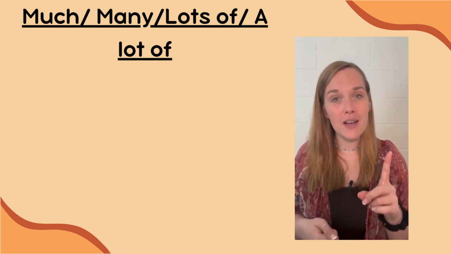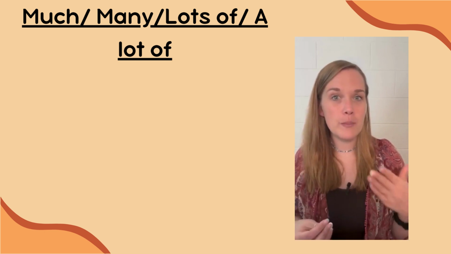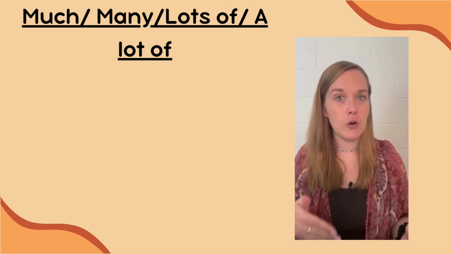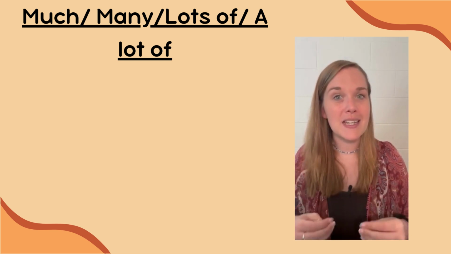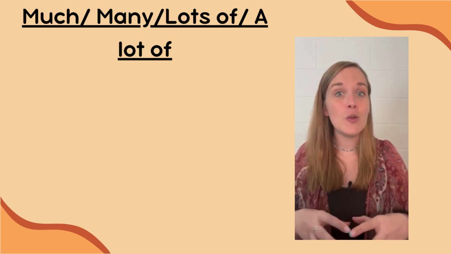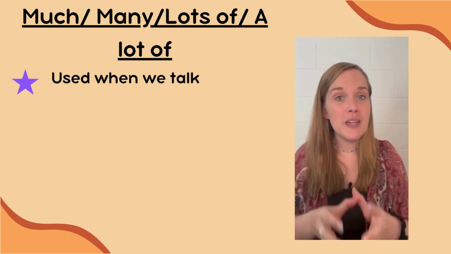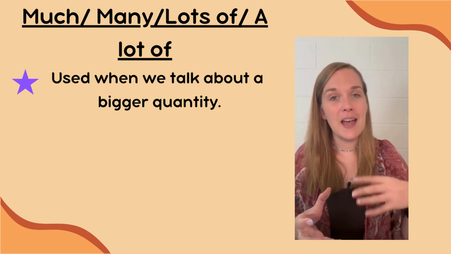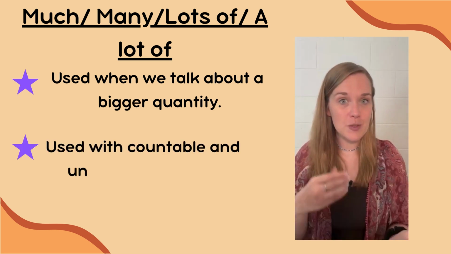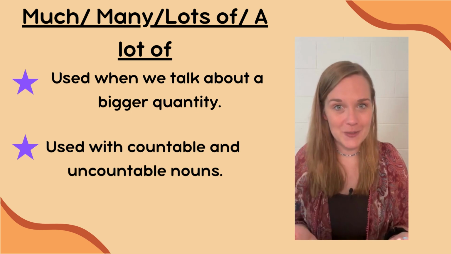So, first, let's start with much, many, a lot of, and lots of. When do we use these in English? First of all, these are used when we're talking about a bigger quantity of things. And they are used with countable and uncountable nouns.